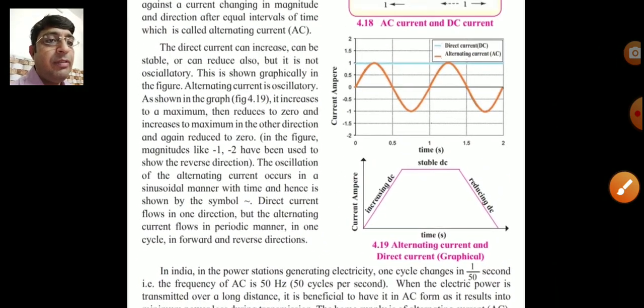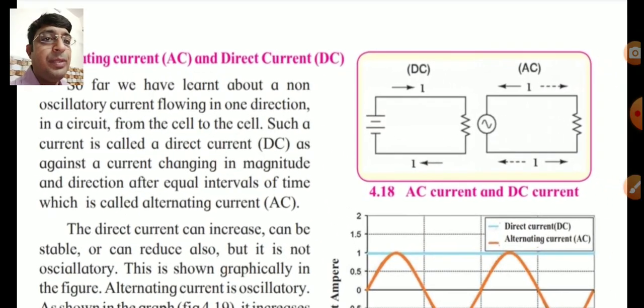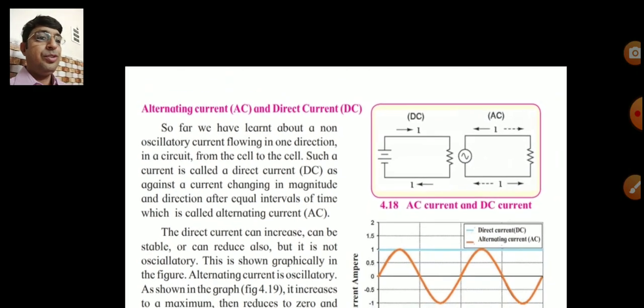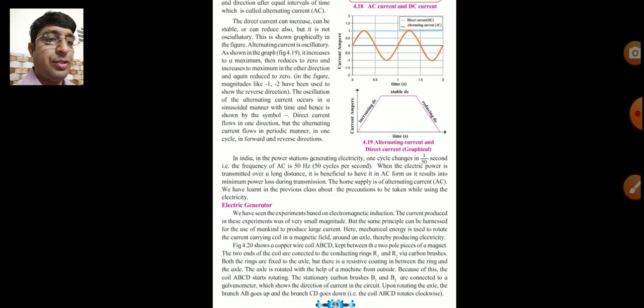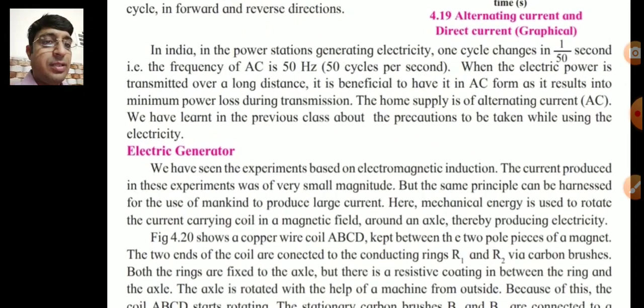So what is the question? Distinguish between AC and DC. So you prepare, you write any 4 points from this explanation. That is a 2-mark question.